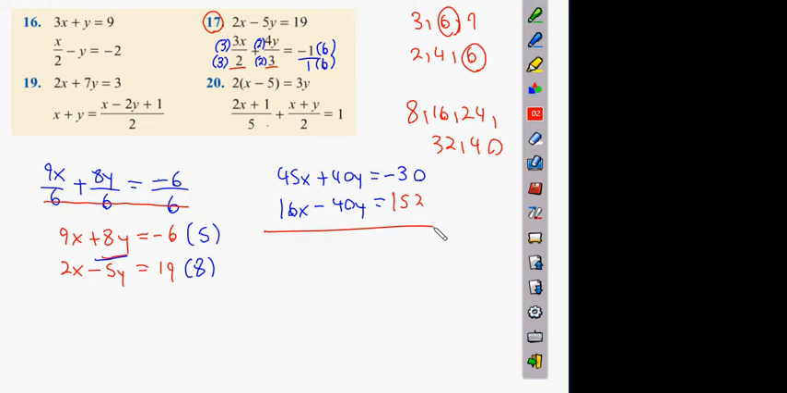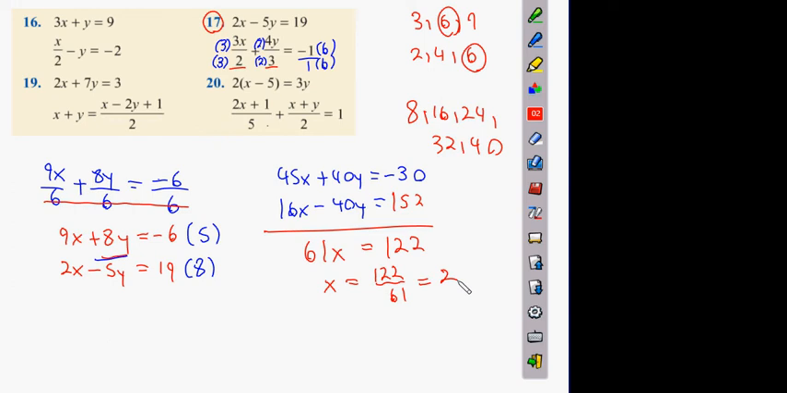And then, bring it over. 45 plus 16? 61. 152 minus 30, 122. X therefore equals 122 divided by 61. And it ends up to be 2.